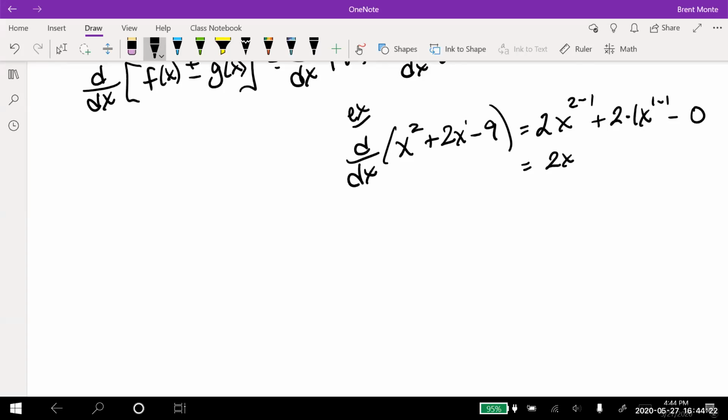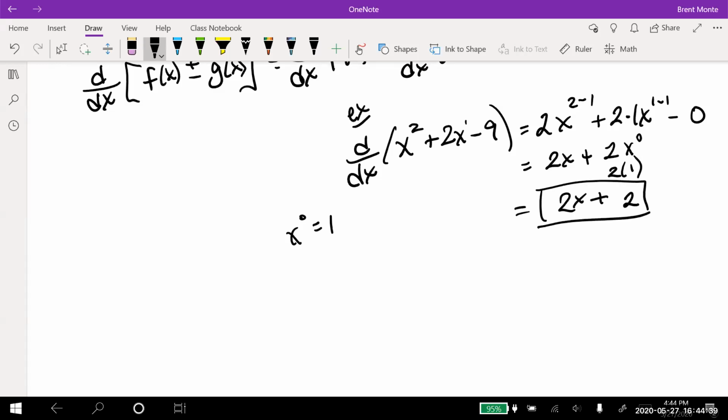Now, this is plus 2x to the 0, but remember, x to the 0 is equal to 1. So that really means 2 times 1, which is just 2. The minus 0 goes away. So I just get 2x plus 2. I don't go through all those steps on that 2x to get down to the 2.